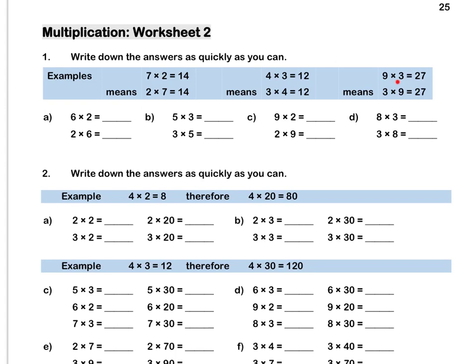Lastly, 9 times 3 is 27. Therefore, 3 times 9 is also 27. Pause this video to complete question 1 by yourself. Press play when you are ready for question 2.